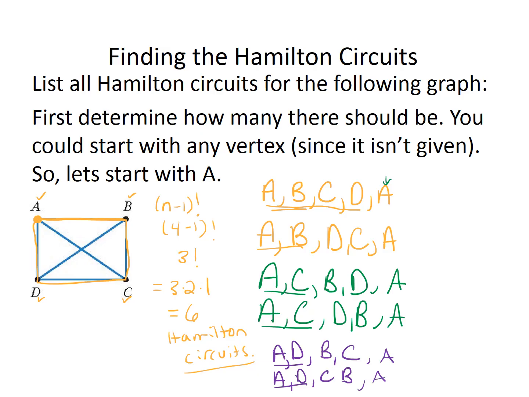And then you know you're done. You have your 6. You knew there were 6 of them. But you would know you were done anyway, because we're only listing the ones that start with A, and you fix the first two, and then that's all you can get. So we know we have them all. Those are all the 6 Hamilton circuits.